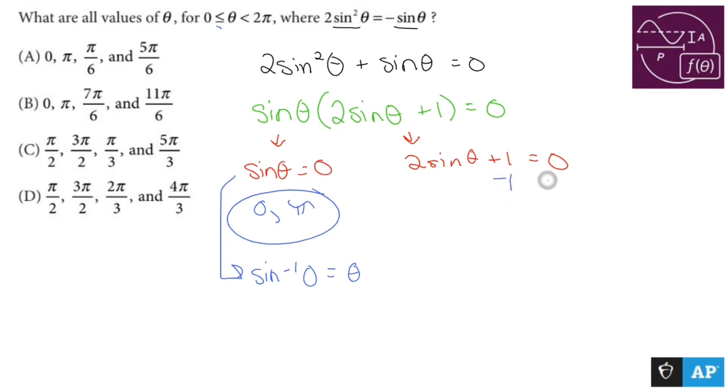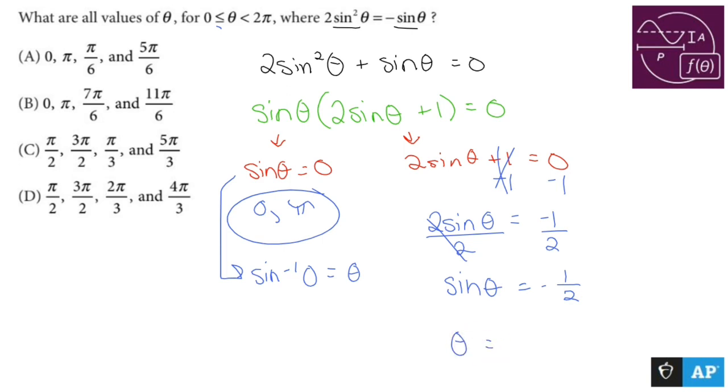This guy requires a little bit more work, so I'm going to subtract 1 from both sides. 2 sine theta equals negative 1. I have that divided by 2, so sine theta equals negative 1 over 2. And so since sine theta is negative, we're thinking of where sine is going to be negative. And so my theta for these cases are going to be where sine is negative at 7 pi over 6 and 11 pi over 6.